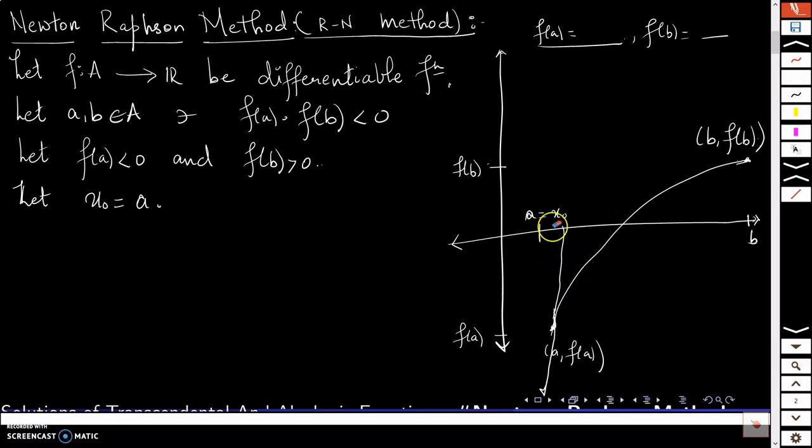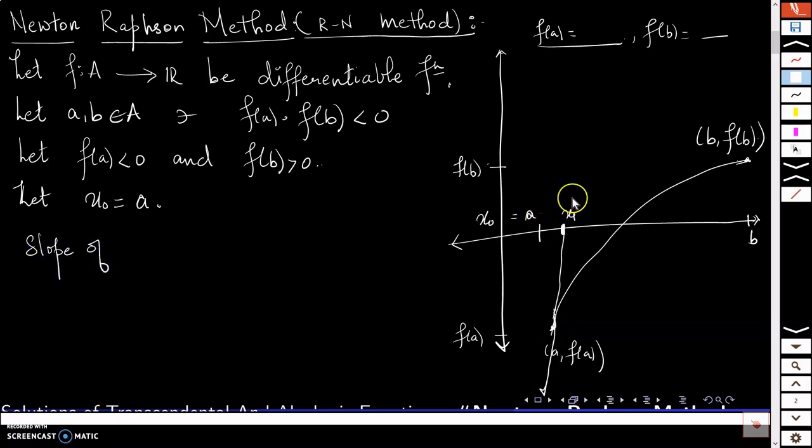Now, this tangent will go and cut the x-axis at some point, right? So it is cutting the x-axis here. I will call this point x1. Okay, and what is the tangent to a curve at a point? I have this tangent now. I will take the slope of that, and the slope of that tangent is nothing but the derivative of the function at that point, right?